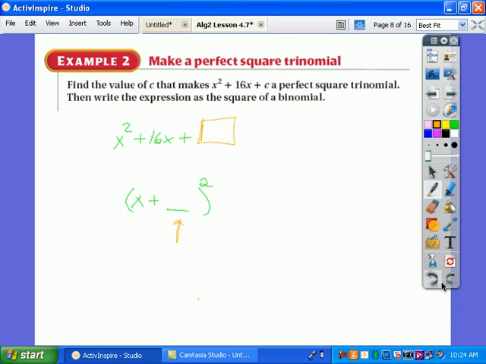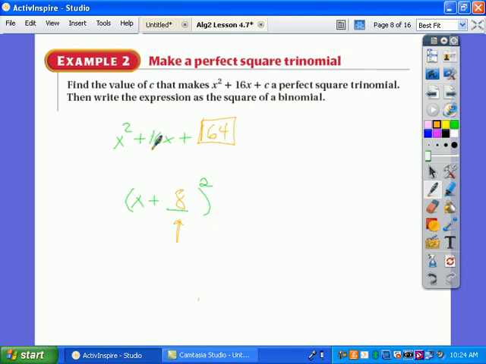I have a live studio audience right now, so we'll try them. What number should go in the box to make this happen? Okay, so let's try 64. If that's 64, then this number here would have to be 8, because 8 times 8 gives me the 64. And the question is, does that give us our middle term of 16x? And the answer is yes.